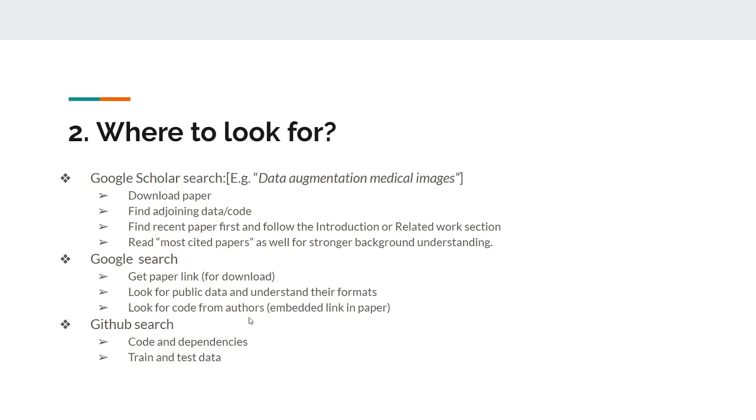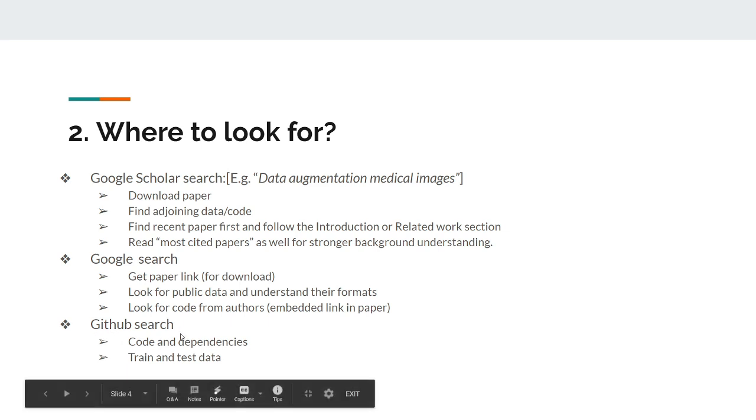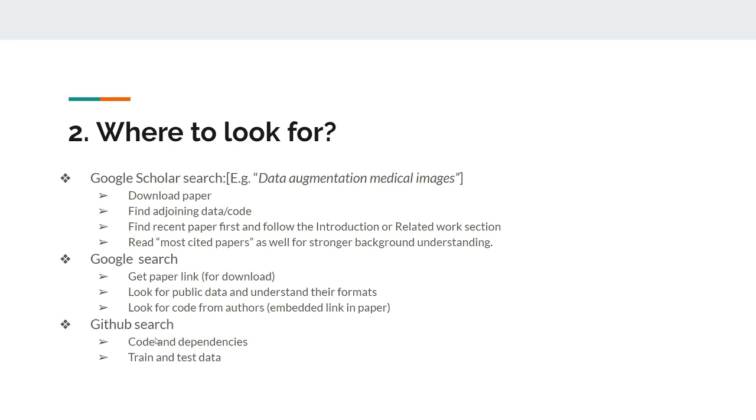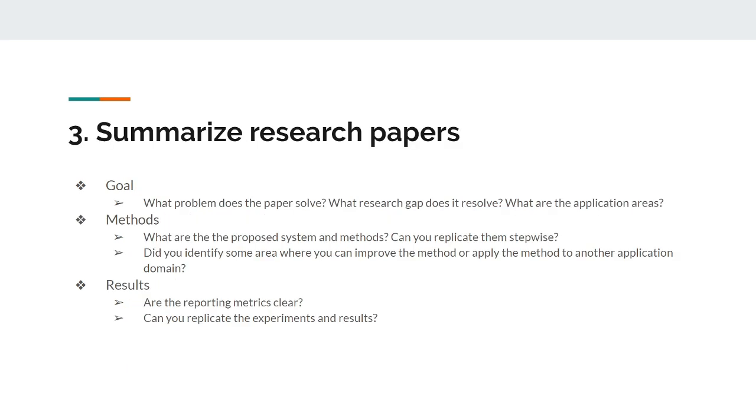And of course, you could look for code from the authors. And finally, and most importantly, you need to do a GitHub search pertaining to the code and the dependencies. So if you see something is Python and it requires Python 2.7 or more, or if it requires pandas or certain sklearn formats, then you know that those are the dependencies that you first need to install in order to run that code. And of course, you need to find what the training data and the test data are that you will be looking at.